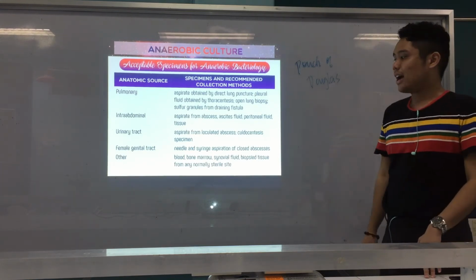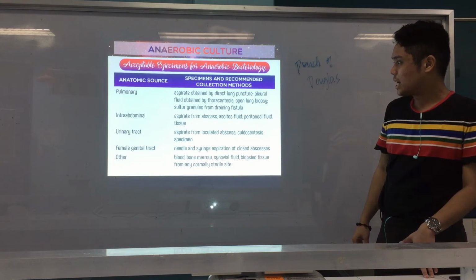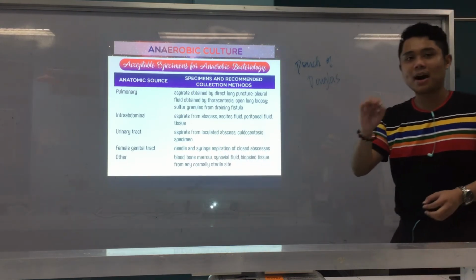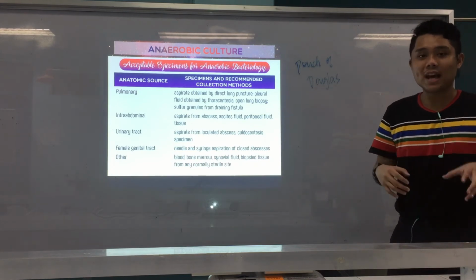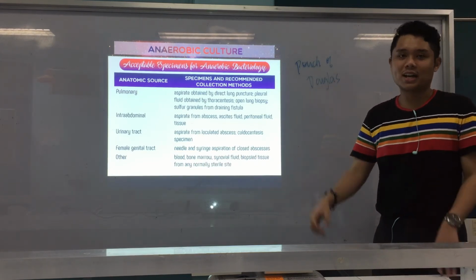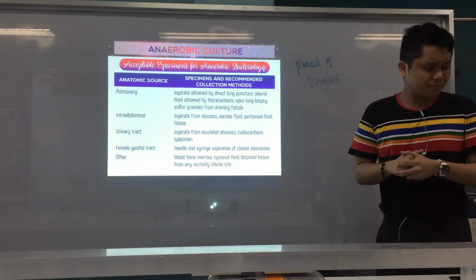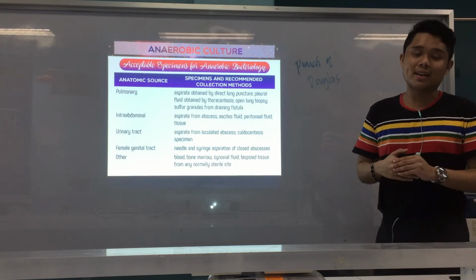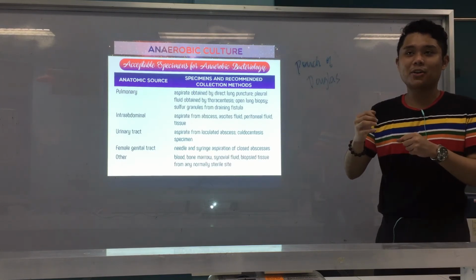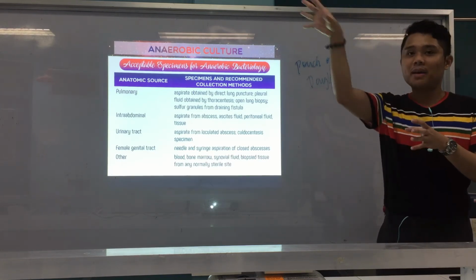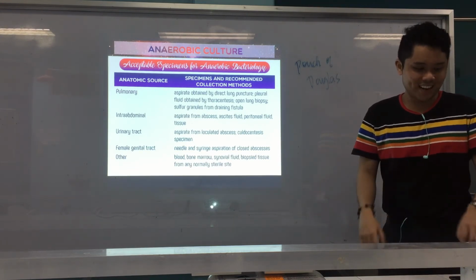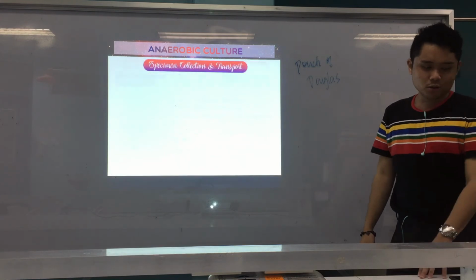Then there are also loculated abscesses, meaning abscesses with loculi or pouches. The abscess is divided into small pouches, which is very conducive for anaerobic organisms, because it is so secluded and hidden from the outside environment, which contains a lot of oxygen. Now we go to specimen collection.